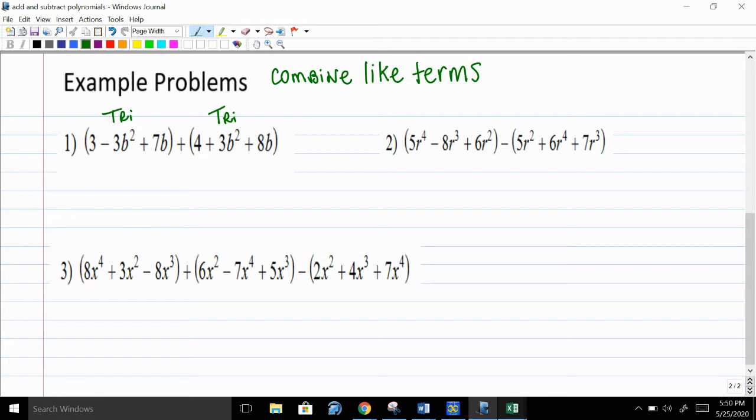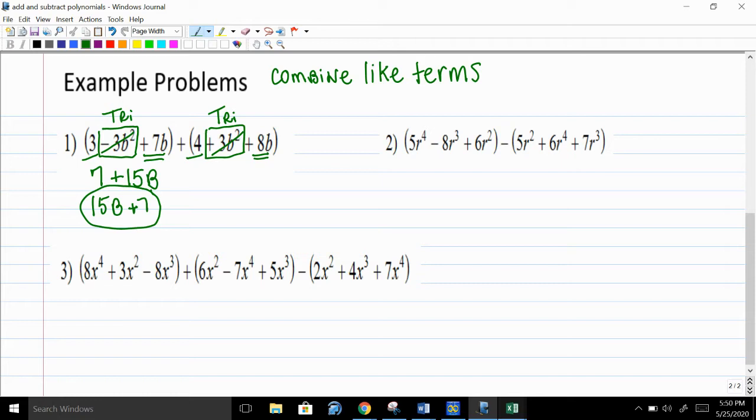Really, all you're doing, guys, is collecting the like terms. So the 3 and the 4 are going to make a 7. The negative 3b to the second power and the positive 3b to the second power, we actually luck out there. They're going to cancel each other out. And then the 7b and the 8b are going to make positive 15b. The only thing you have to do once you get your answer is arrange it into descending order if it's not in descending order. So in this one, it's kind of easy. I would just flip-flop the 15b with the 7. So there's an example of an adding problem.